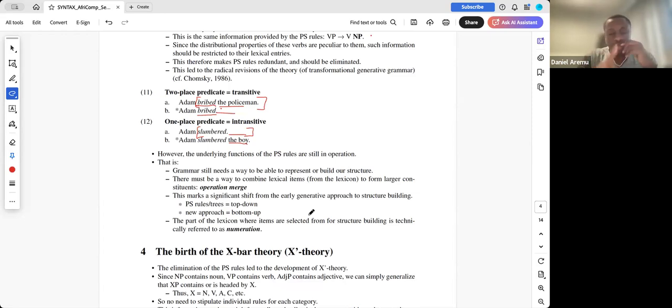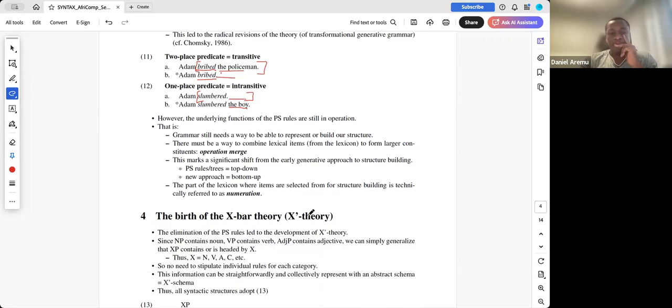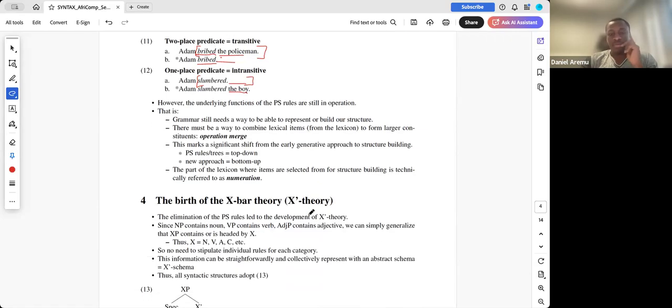Now there's something I need to quickly mention here. Maybe, okay, I'll mention it when we look at section 4. It's called the extension condition. That is very important when you are building your structure, because it would explain some of the things that happen when you build your tree. So there is what we call the extension condition.